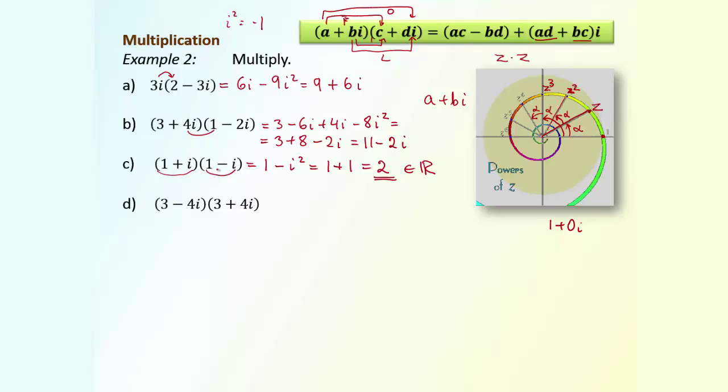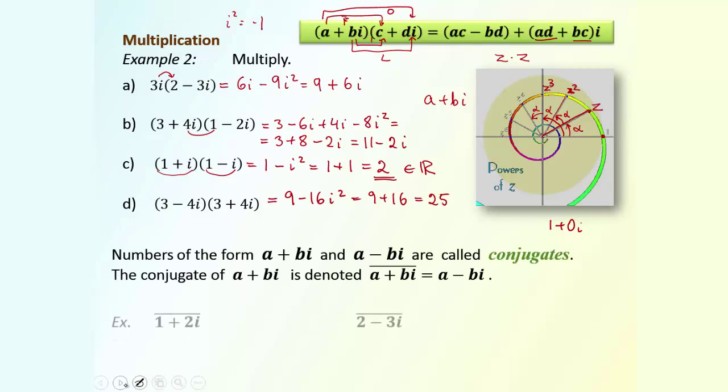It's a good idea to observe how did we get the real numbers by using difference of squares here. This will be needed when we try to factor polynomials in complex numbers later on in the course. And the last example, again, difference of squares that we can use. This is 9 minus 16i squared, which is 9 plus 16, which ends up to be 25. Again, real number.